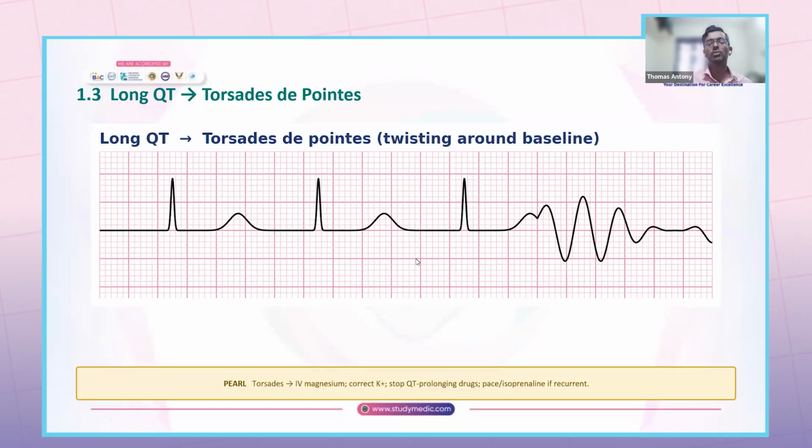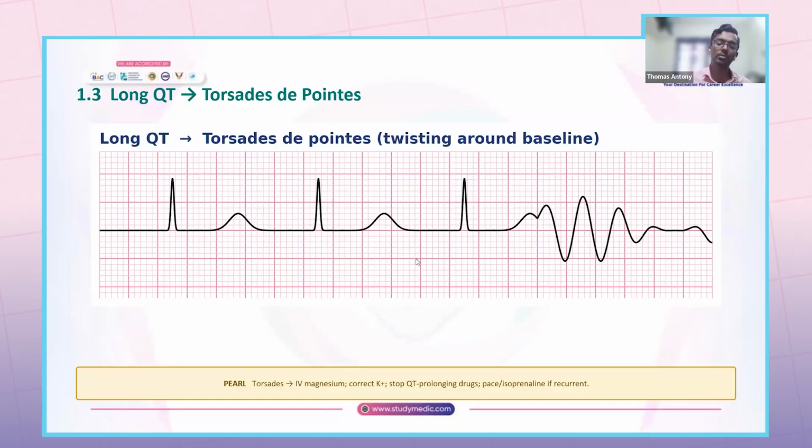So if you have long QT syndrome, there is a risk of progression of long QT into torsades de pointes. Okay, so what is the risk factor for torsades de pointes? Again, it is prolonged QT. You can see the changing pattern. So we can see the wave pattern. This is called, the name itself, torsades de pointes. It is twisting around the baseline. So what happens here is the QRS appears to twist around the baseline.